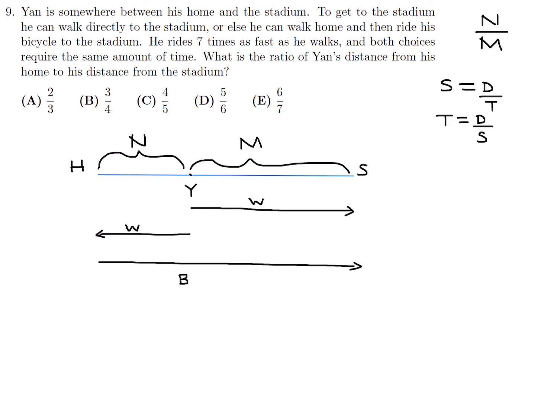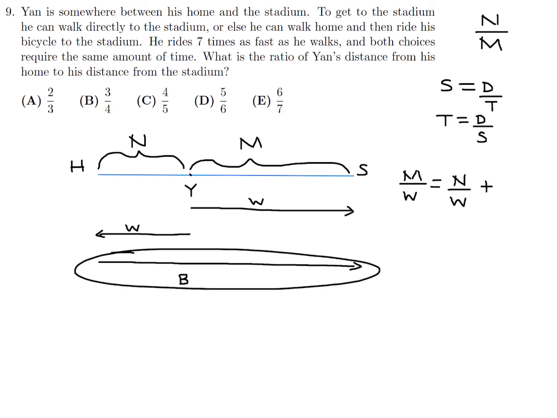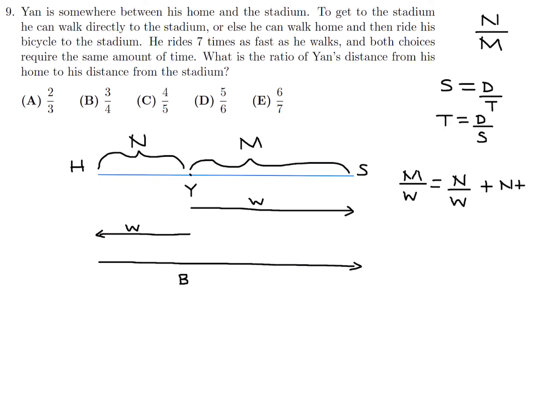Okay, so let's go with this formula right here. Time is equal to distance over speed. When he's walking, his distance is m, and his speed I'll denote by just w. Speed when he's walking. And they tell you that's equal to the other scenario, which is going home and then coming back by bike. That time is in two components. The first component is when he's walking back home to get the bike, and that's n over w. And then once he gets on his bike and goes all the way to the stadium, that distance is n plus m over the speed that he rides the bike. But they tell you that it's 7 times as fast as he walks. So basically it's 7w.